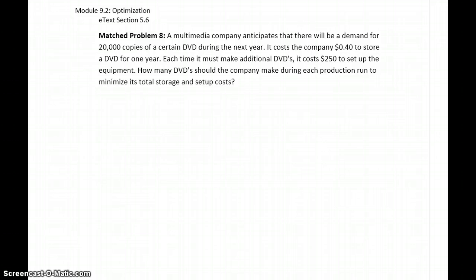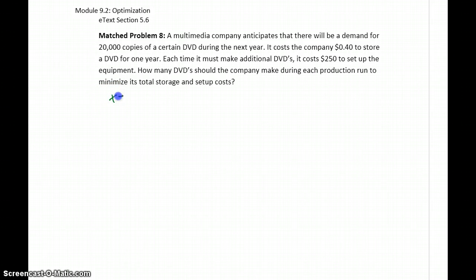by producing DVDs multiple times a year, or once a year, producing all 20,000 in one shot? So there's the setup cost every time that we produce a new batch, and there's a storage cost for any product that we can't move immediately. So how do we minimize our cost? By minimizing both the cost of setup and production and the cost of storage.